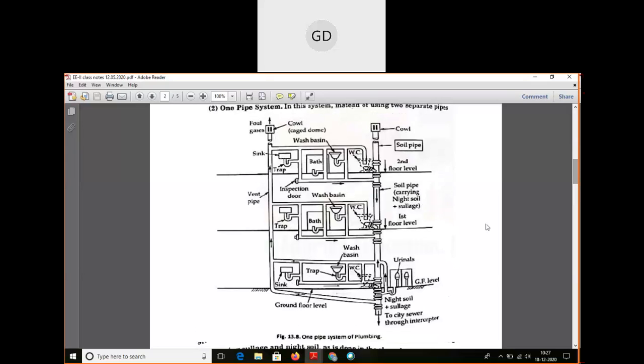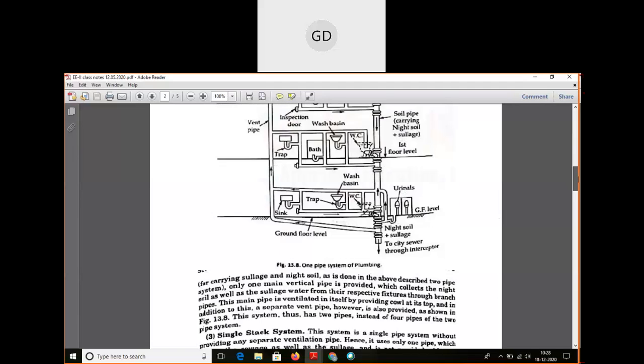Basically, this pipe, you can see the main pipe, is carrying both the night soil plus your sewage. This is the second floor, this is the first floor, this is the ground floor. This pipe is only carrying both the night soil and the sewage, and along with this it is connected to a vent pipe, you can see, for providing the ventilation.